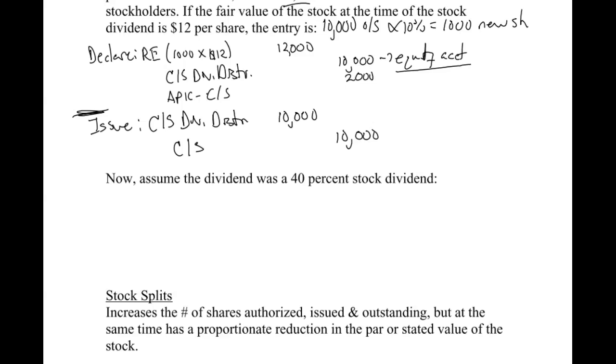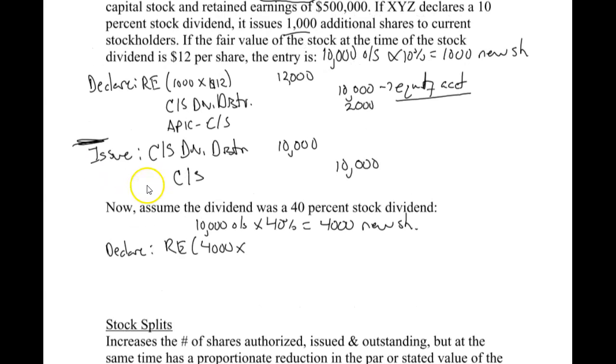All right, now if there was a 40% stock dividend, so this would be considered a large stock dividend. If we have 10,000 shares outstanding times 40%, that would be 4,000 new shares. Remember, this is recorded at par value. So when we declare it, we would debit retained earnings for the 4,000 new shares times the par value.